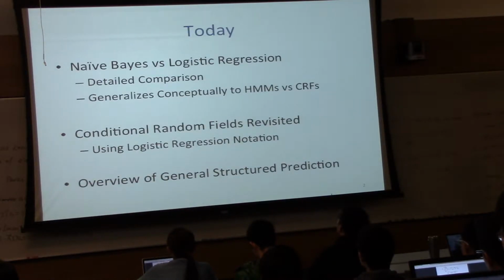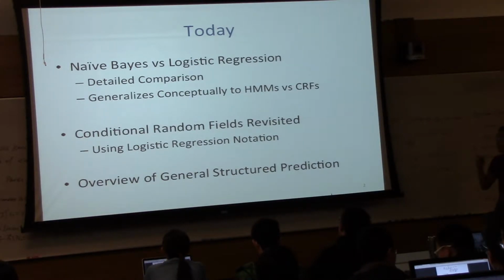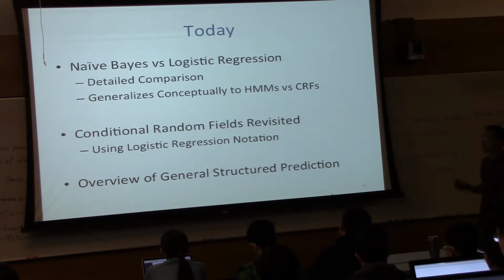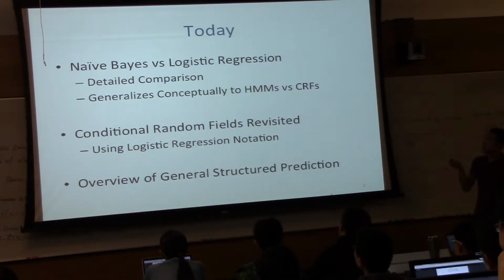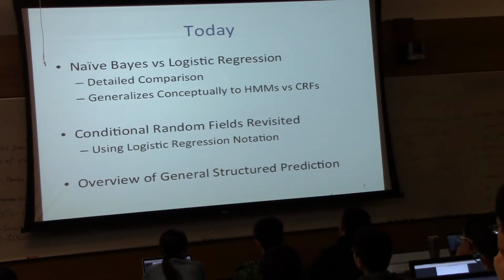But first, we're going to talk about some conceptual connections in comparing and contrasting naive Bayes versus logistic regression, and these conceptual comparisons will generalize to sequential models such as hidden Markov models versus conditional random fields. There were a number of questions about conditional random fields versus hidden Markov models in the previous lecture, and I figured this sort of comparison will help clarify some of those questions.